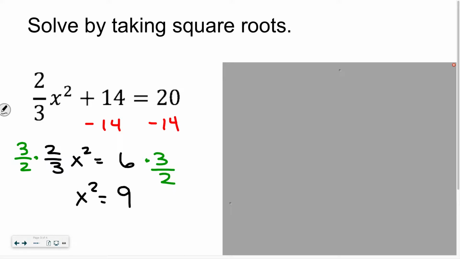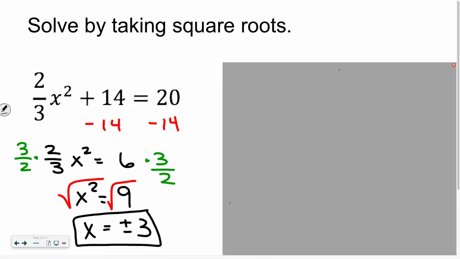Okay. So for some of this stuff, I say put your calculator away. Don't get too calculator happy. And when you're simplifying, leave things as fractions or radicals. Okay, and then last step was square root both sides. So what did you guys all get for your answer? X equals 3 or negative 3.